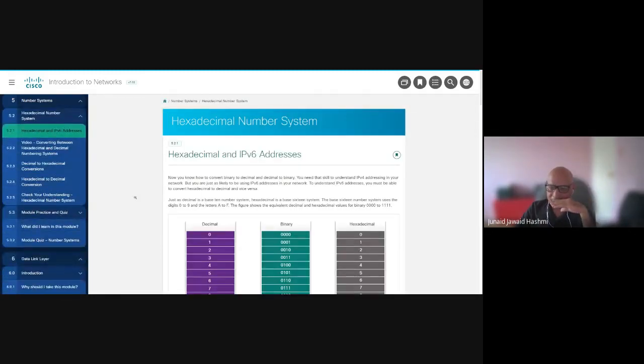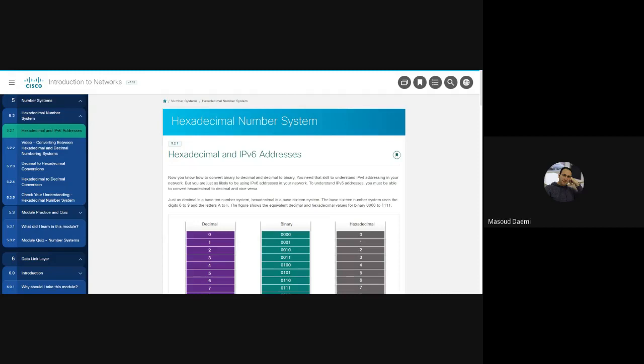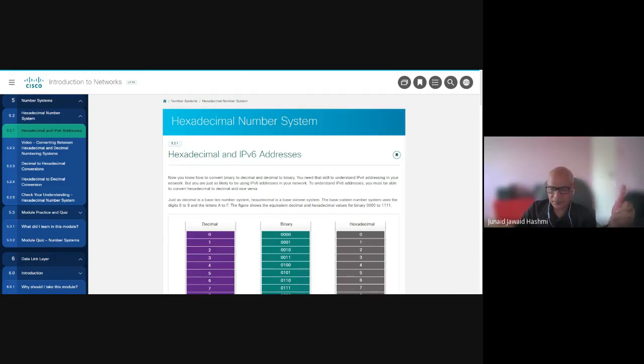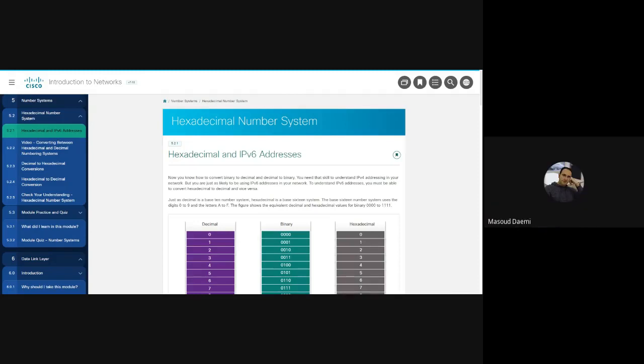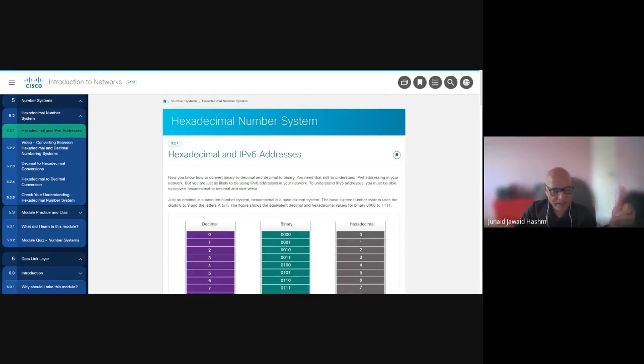Hexadecimal numbering system. Okay, so first of all, where are hexadecimal numbers used in networking? Anybody? IPv6, IP version 6. What else? MAC address. A MAC address is actually the address of your network card, or the address that is burned onto your network card. That's why it's called hardware address.